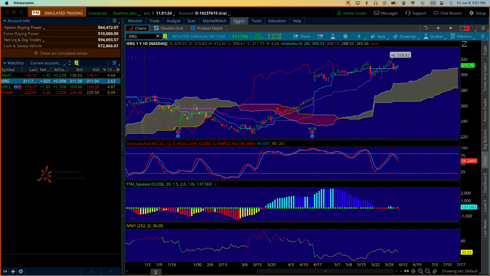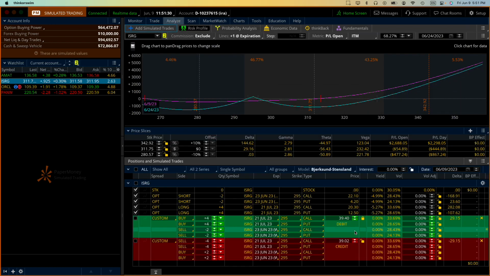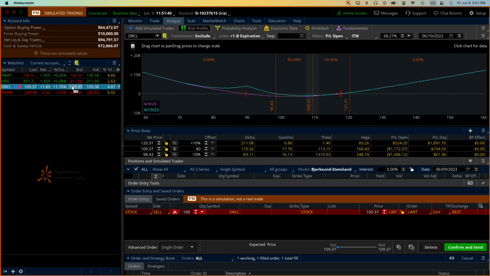Let's take a look at the chart. Do I believe that this stock is going up? The stochastic is pointing down, so let's wait a little for next week. Okay, we'll do that adjustment next week. Let's go to Oracle.